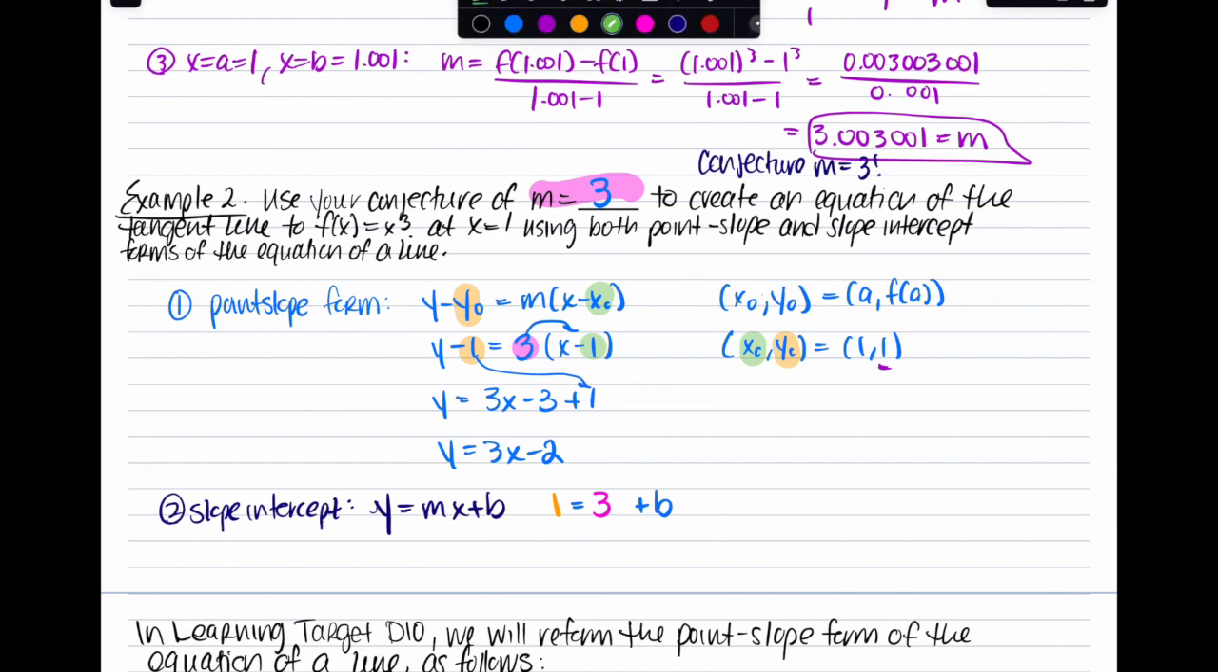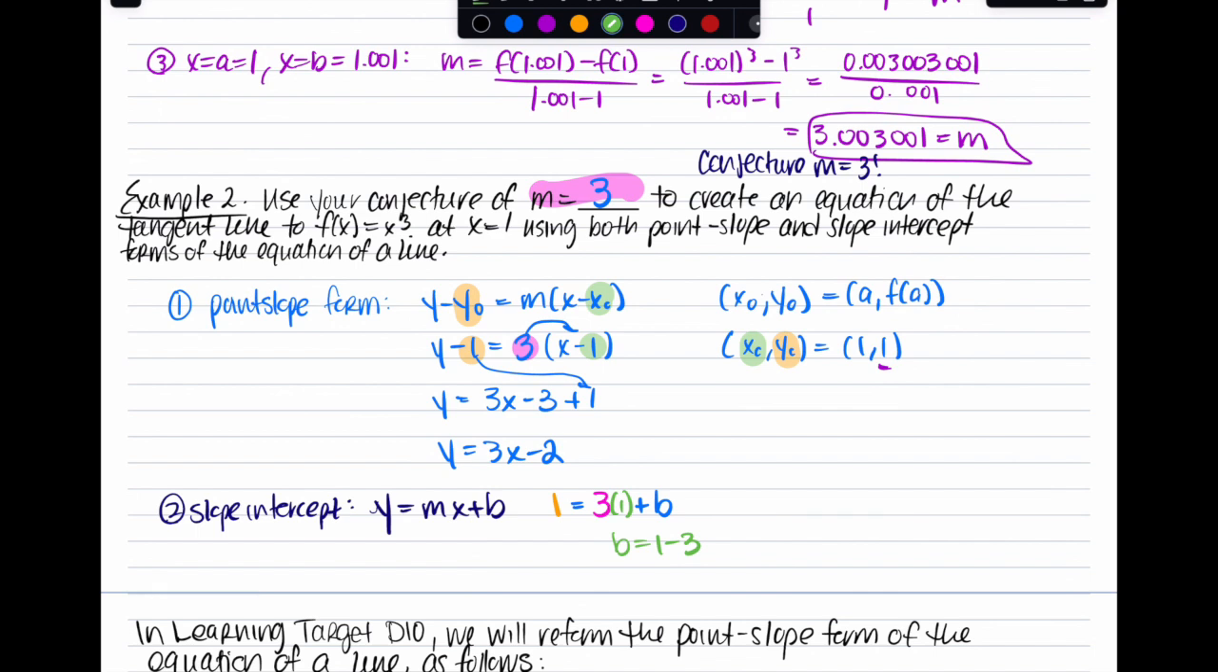And then we solve for b. And look at it, literally. b equals, so the opposite of that, b equals 1 minus 3, which is negative 2. What just happened?